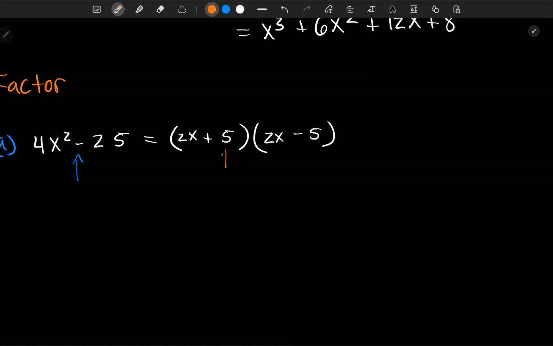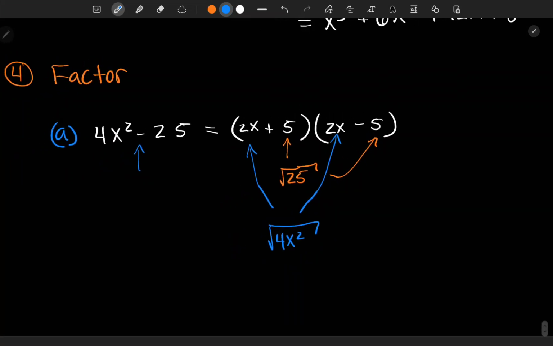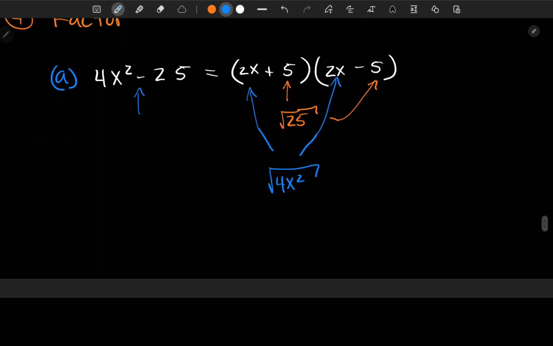So you notice that this number is just the square root of 25, and this number and this number are both the square root of 25, and then this and this, well, they are both given by the square root of 4x squared. And if you expand this out, you will find, indeed, we get 4x squared minus 25.